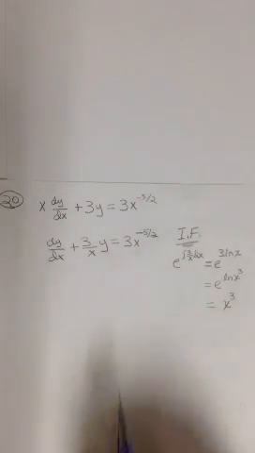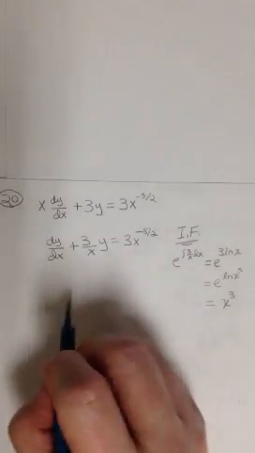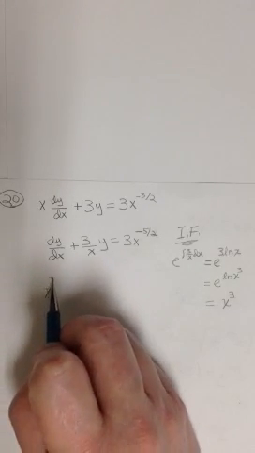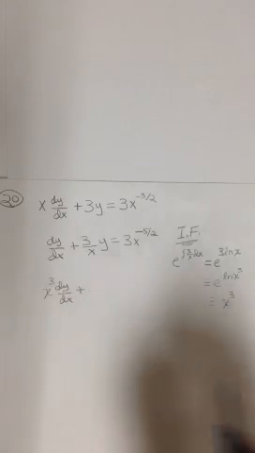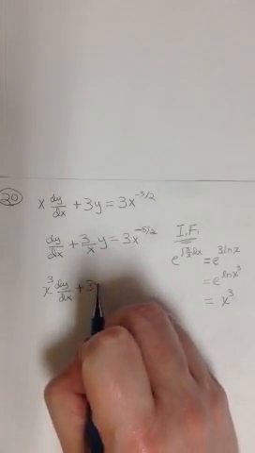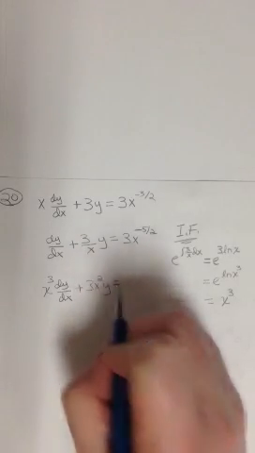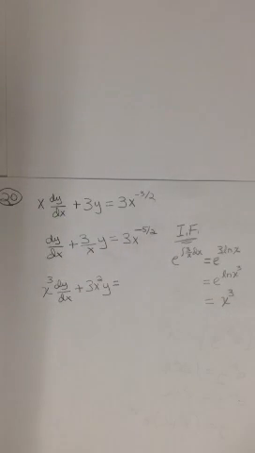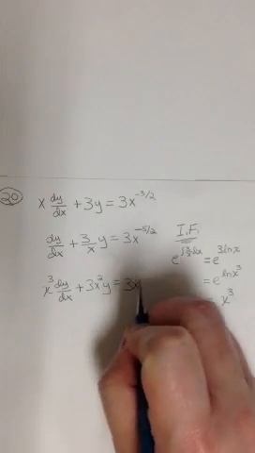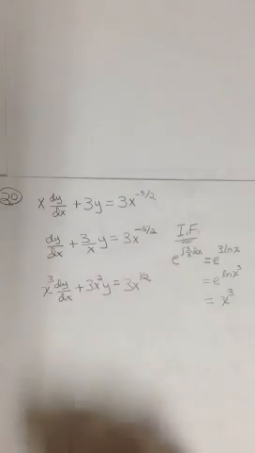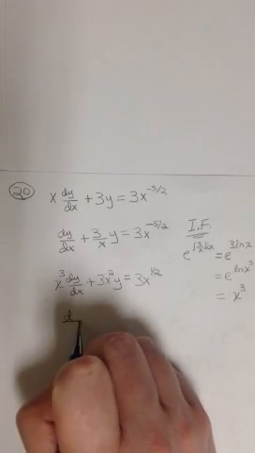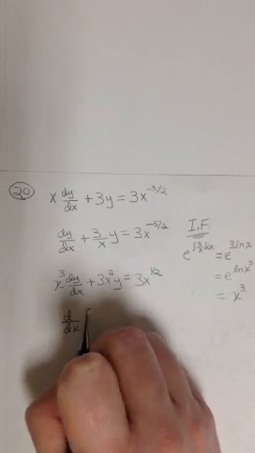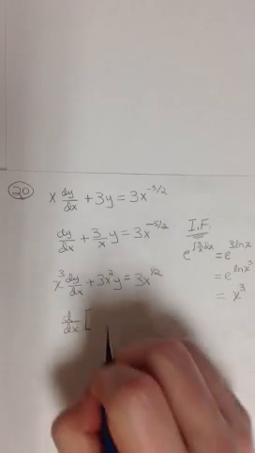And so we carry this over, multiplying the terms in the differential equation. So you have x cubed dy over dx, then plus 3x squared y, and this is equal to 3 times x to the 1/2 power. At this stage, the left-hand side is going to be the product rule expansion of the integrating factor times y.